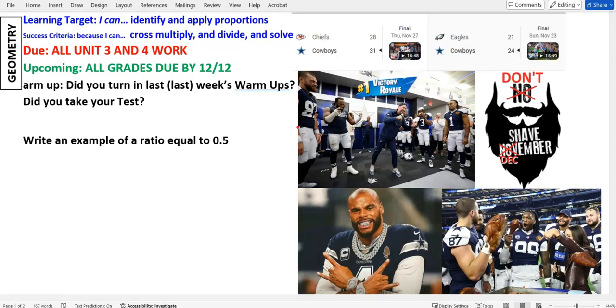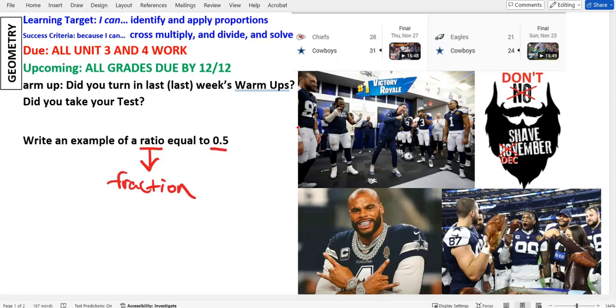All right, here's today's warm up. Ready? Now, write an example of a ratio. Now, hold on. What's a ratio? Anyone know what a ratio is? What does it look like? A ratio is a fraction. Y'all know what a fraction is, right? Give me some head nods. Okay, yeah. So a fraction.